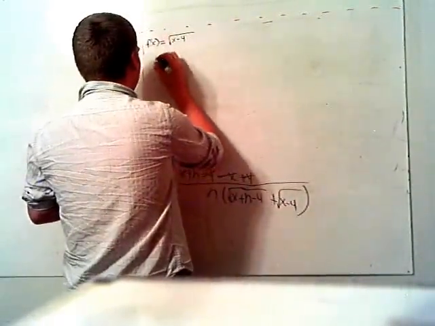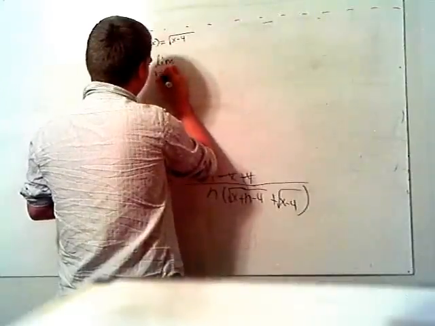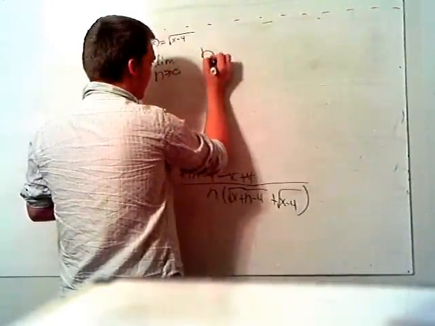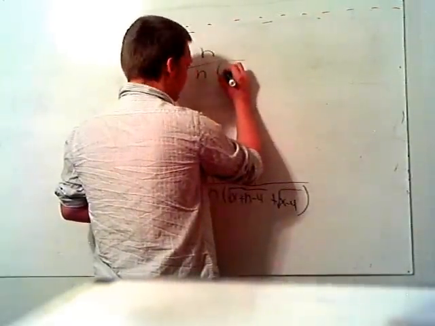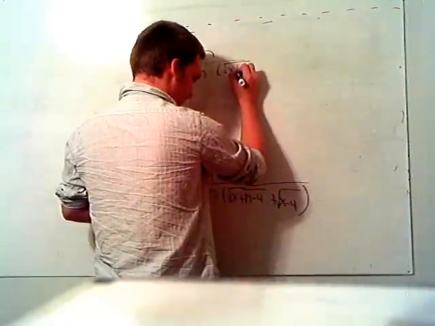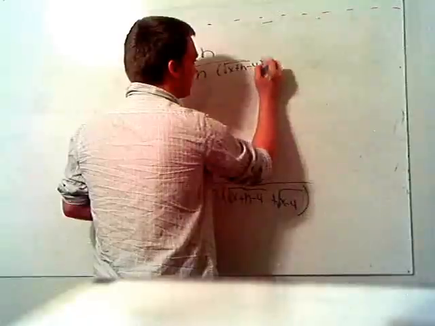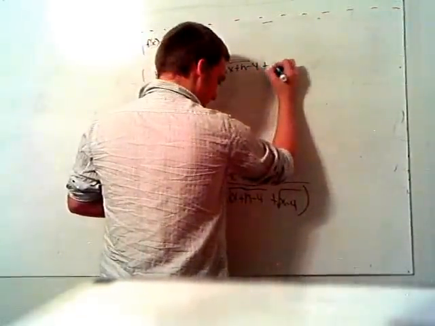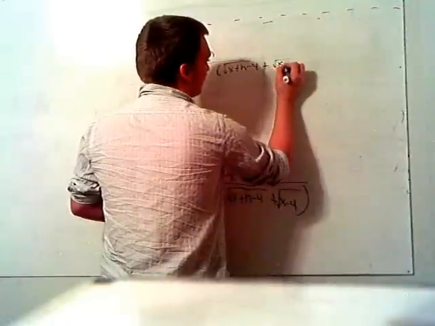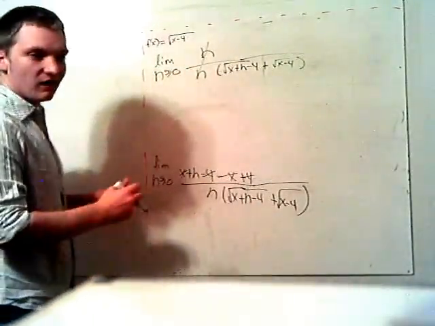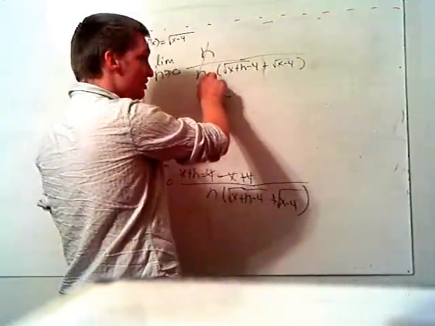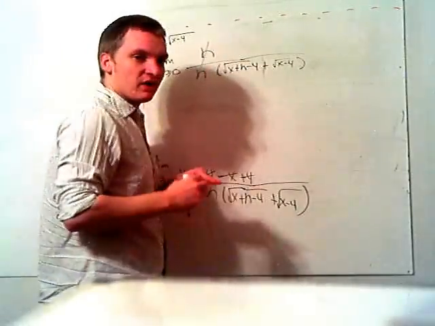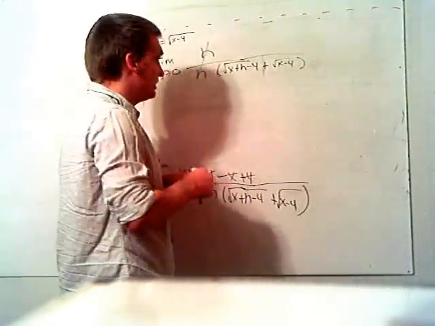What we'll end up with is the limit as h goes to 0 of h over h times the square root of x plus h minus 4 plus the square root of x minus 4. And what we can see is we can cancel those off. Like I said, if we get to a point in the problem where we can cancel an h in the numerator and an h in the denominator, as a factor of 1, we're doing something right.